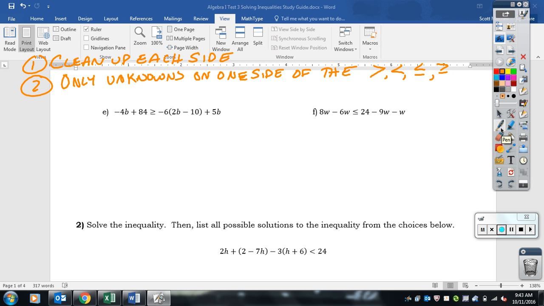1e, again, plenty of cleaning up to do on this side. The left side is all good to go. The right side, let's see, negative 6 times 2b is negative 12b. Negative 6 times a negative 10. That's not a negative 10? Yes, it is. Keep, change. It's a negative 10. Negative 6 times negative 10 is a positive 60. And then the plus 5b. Again, if you tried to combine the 5b and the 2b right from the start, you should not have done that. Multiplication comes before addition.